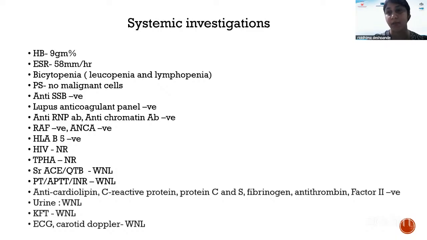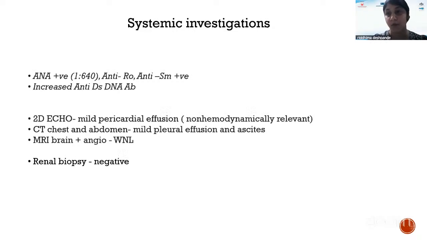On lab investigations, her ESR was elevated. She had bicytopenia, that is leukopenia and lymphopenia both. Peripheral smear was okay. Anti-SSB antibodies, lupus anticoagulant panel, anti-RNP, anti-chromatin antibodies, rheumatoid factor, ANCA, HLA-B5 were all negative. HIV, TPHA non-reactive, serum ACE, QTB, her coagulation profile, urine routine, KFT, ECG, carotid Doppler were all normal. But her ANA was positive, and she had increased titers of anti-dsDNA, anti-Ro, and anti-Sm antibodies. She was also found to have polyserositis, that is mild pericardial effusion, pleural effusion, and ascites. MRI brain with angio was normal.